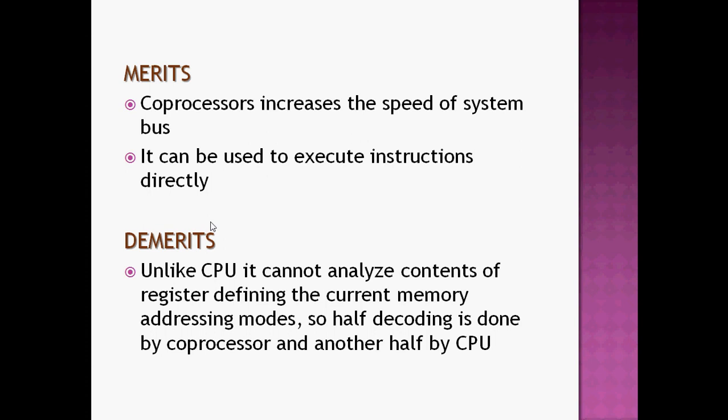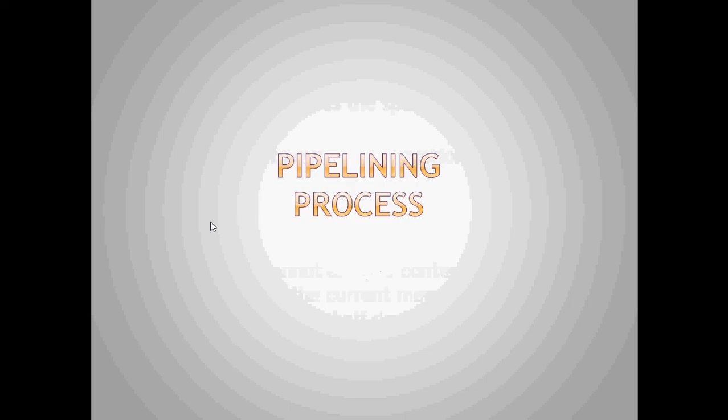Coprocessors usually increase the speed of the system bus. It can be used to execute instructions directly in the absence of the CPU. Demerits: unlike the CPU, it cannot analyze the contents of the register defining the current memory addressing modes. So half of the decoding is done by the coprocessor and the other half by the central processing unit.